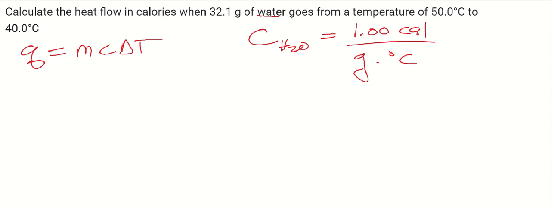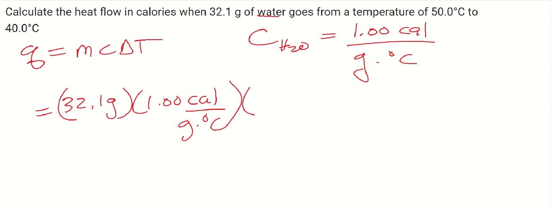Okay, so calculate the heat. It's already set up the way we need it. The mass given is 32.1 grams. The specific heat is 1 calorie per gram degree Celsius. And then the change in temperature is final minus initial. So it's got to be 40 minus 50. So you're going to get a negative number here.